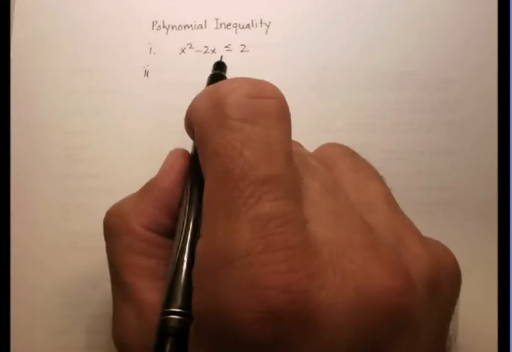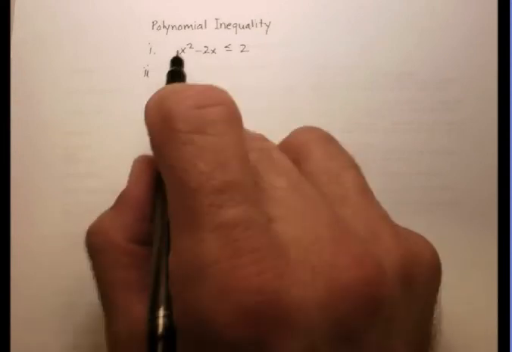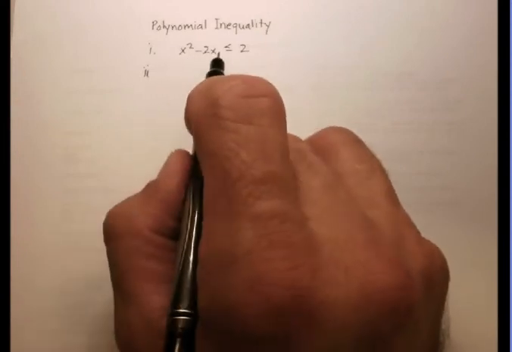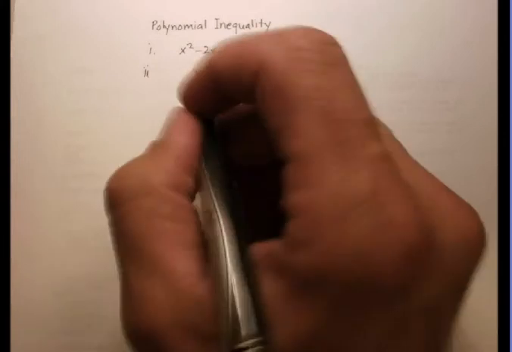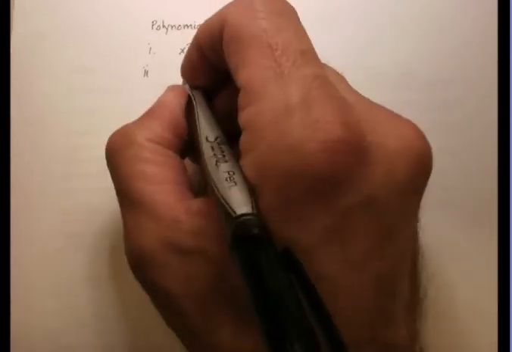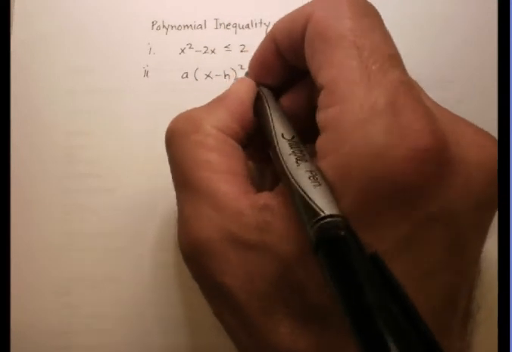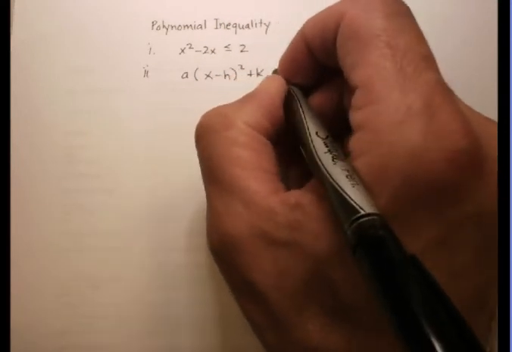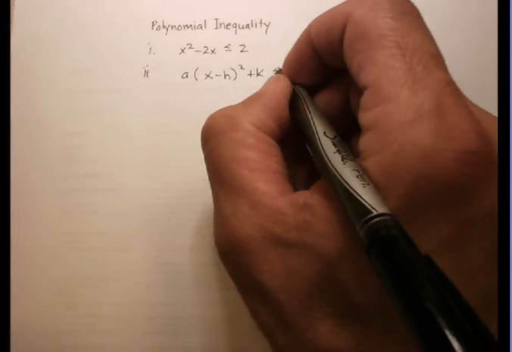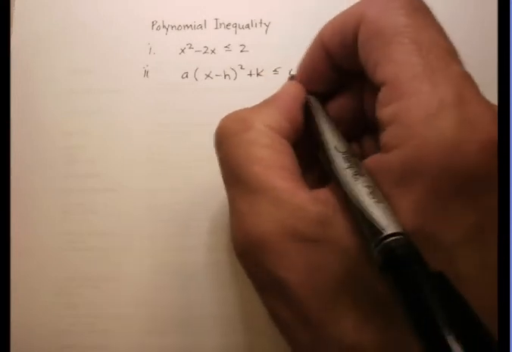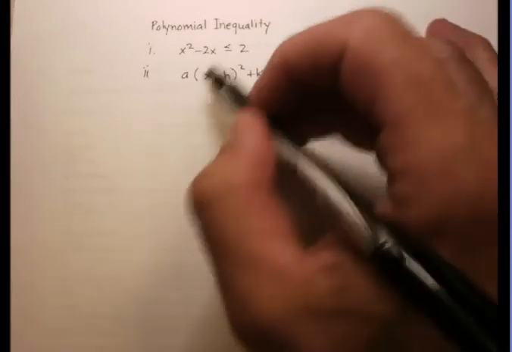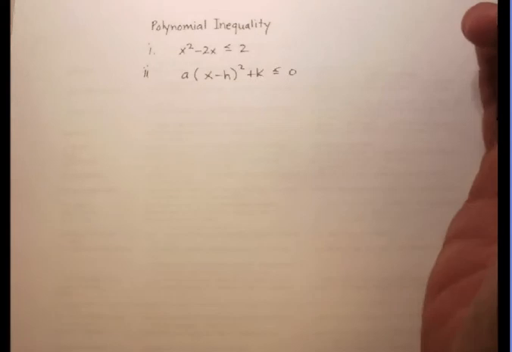I have two options. I can change this to the standard form, where it's ax squared plus bx plus c is less than 0, or the vertex form. I'm going to use the vertex form on this. Let's see if we remember what the vertex form is. It's a times x minus h quantity squared plus k is equal to, and in this case we're going to say just less than or equal to 0. So let's change this to this form and get all the information for our graphing from that.